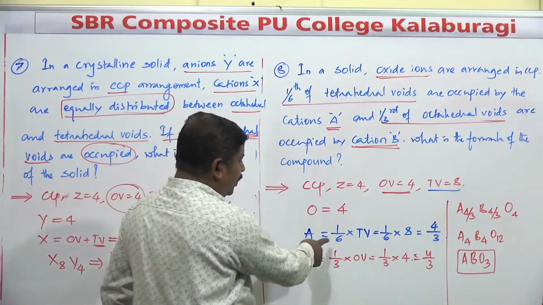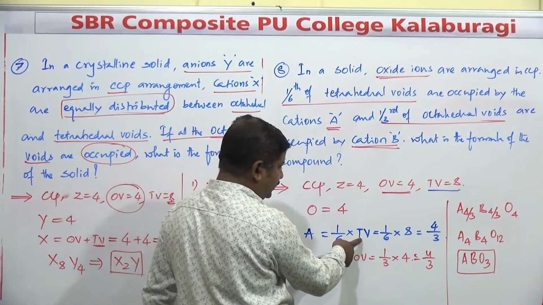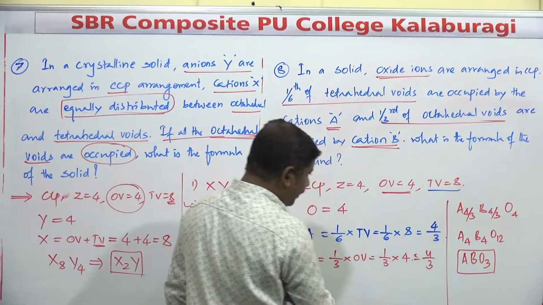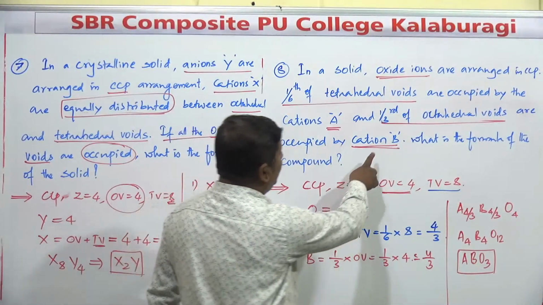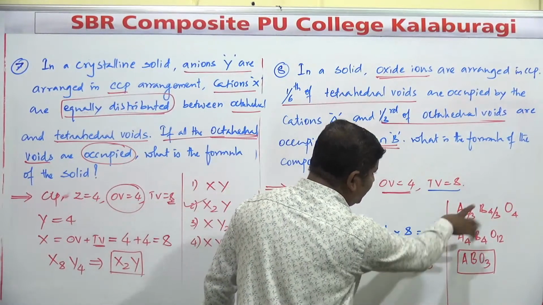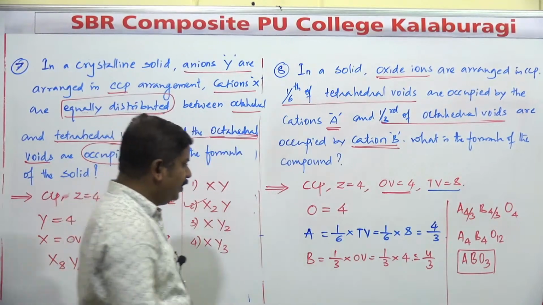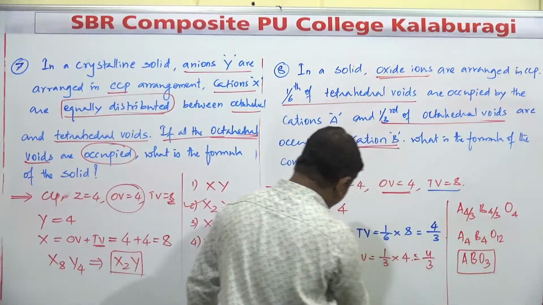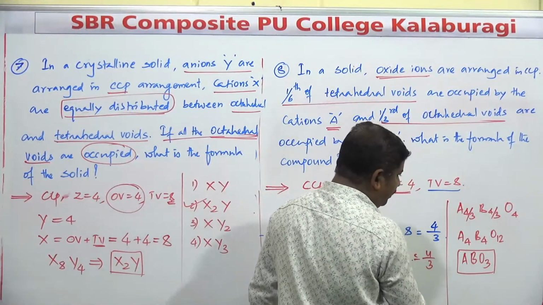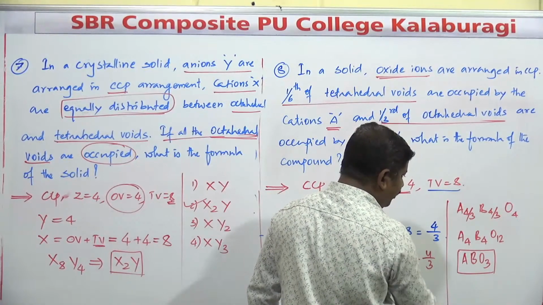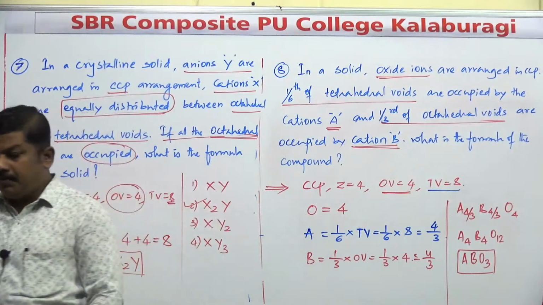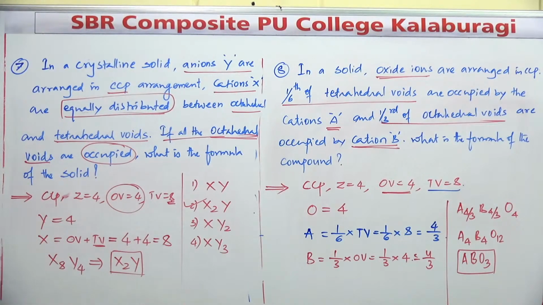So 1/6 of the tetrahedral voids are occupied by the cations A, so it is going to be 4/3, and the total cation is going to be B, valence is not mentioned, so this is going to be equal to 4/3. The simplest formula of the compound is A 4/3, B 4/3, O with oxidation equal to 4. To take the simplest ratio, it should be multiplied by 4. It is A4, B4, O12. Then the formula of the compound is what? ABO3 formula. ABO3.